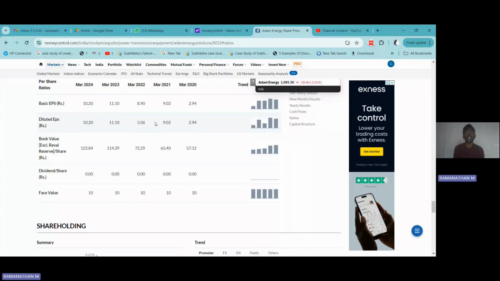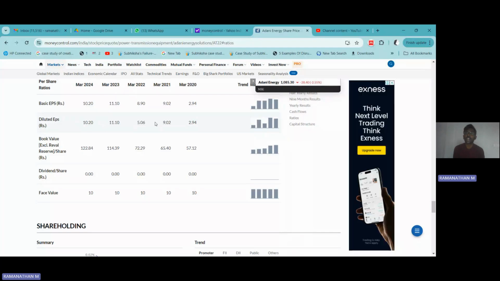Book value: if a particular company is about to close, or suddenly closes its operations, its book value will be considered. Once its operation is closed, the value of its assets will be calculated as the book value. If you see, book value keeps on increasing in this Adani Energy.